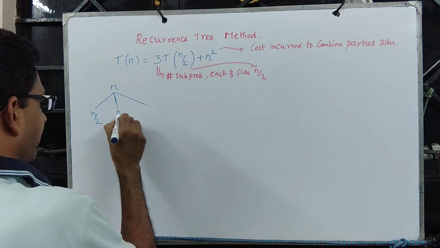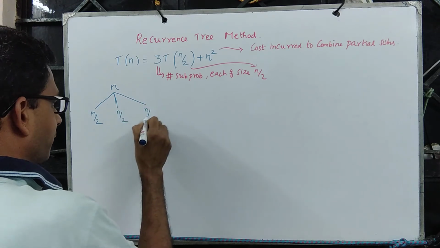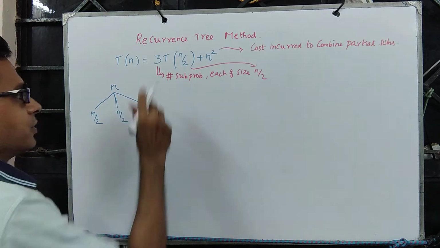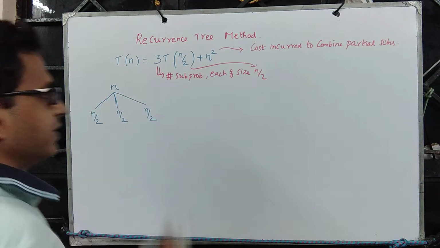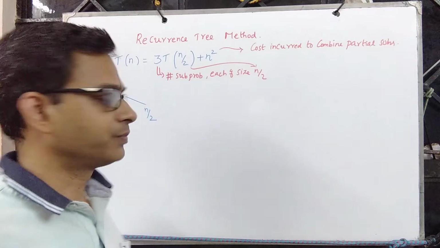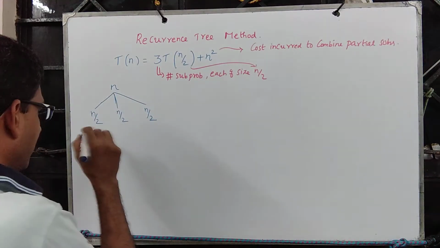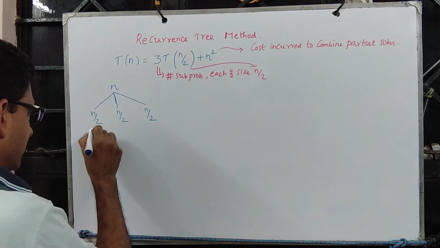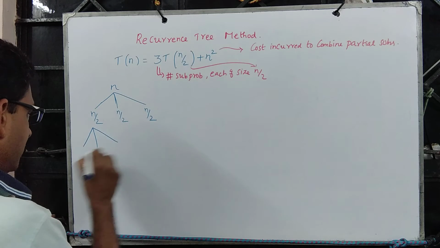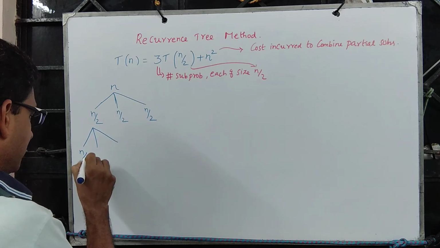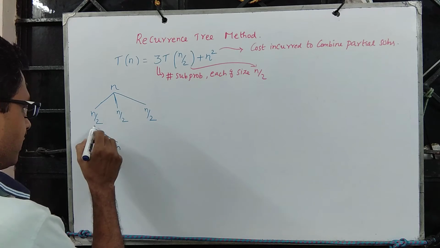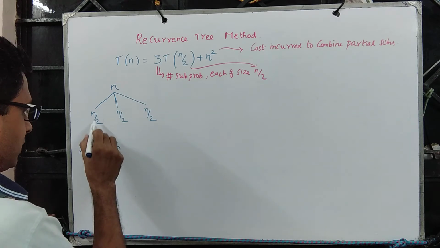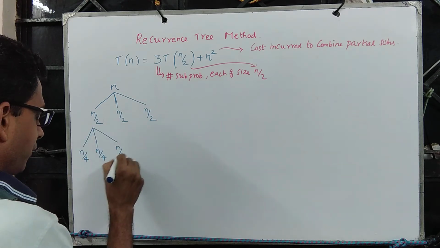So on one side, if you look at the input size reduction tree, n becomes n/2, n/2, n/2. So we create 3 subproblems, each of size n/2. Then again this n/2, this is a recursive procedure, so this again creates 3 subproblems, each of size n/2 with respect to this, which means n/2/2, n/4.